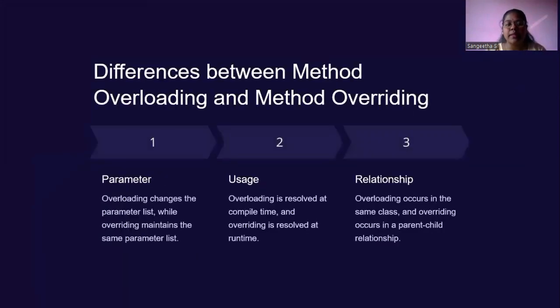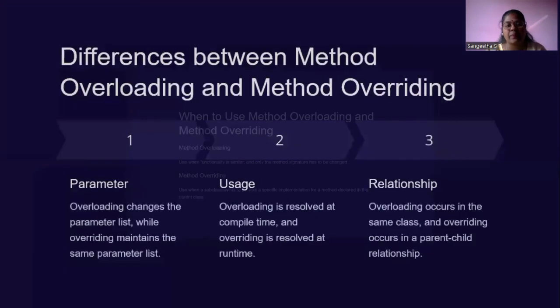Differences between method overloading and method overriding. Parameter: overloading changes the parameter list while overriding maintains the same parameter list. Usage: overloading is resolved at compile time and overriding is resolved at runtime. Relationship: overloading occurs in the same class and overriding occurs in a parent-child relationship.